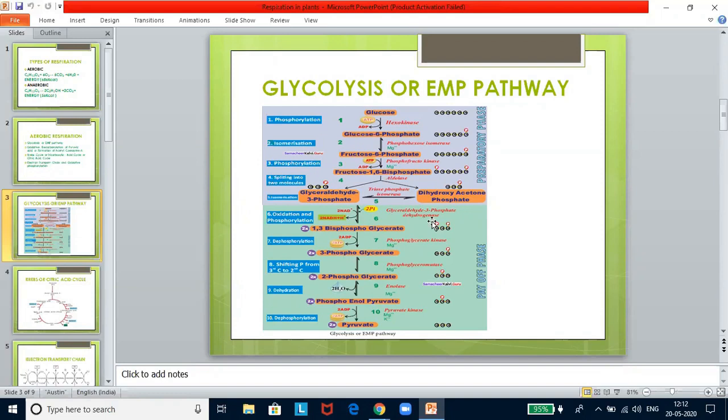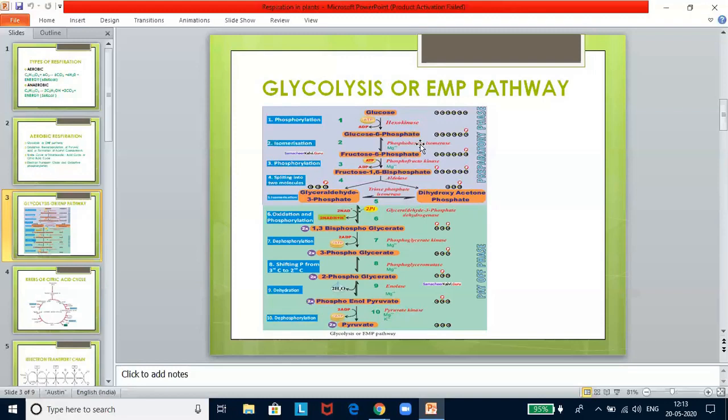It is divided into two phases, the hexose phase and the triose phase. Glyceraldehyde 3-phosphate and dihydroxyacetone phosphate or DHAP are the products of the hexose phase, and two molecules of pyruvic acid are the products of the triose phase. Reactions involved in glycolysis are as follows. The glucose is phosphorylated, phosphorylation means adding a phosphate group with ATP, to form glucose 6-phosphate. The reaction is catalyzed by the enzyme hexokinase.